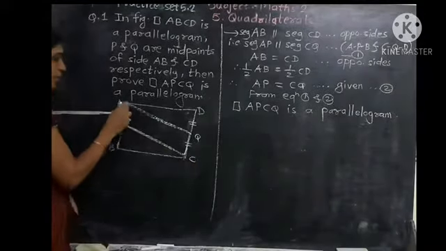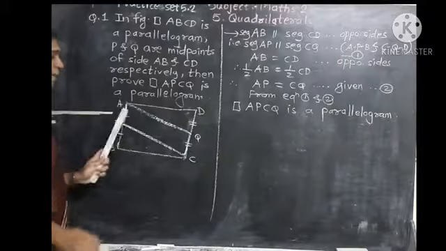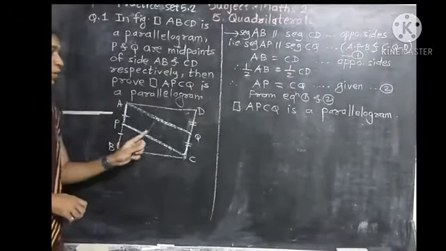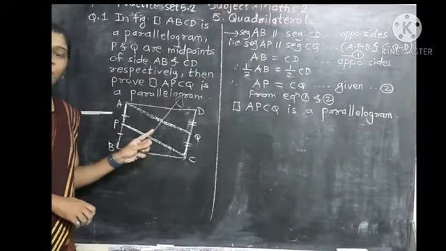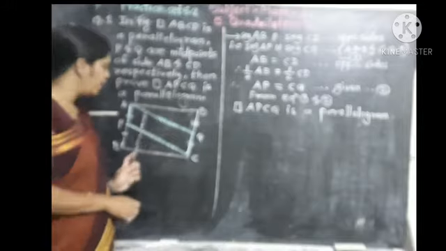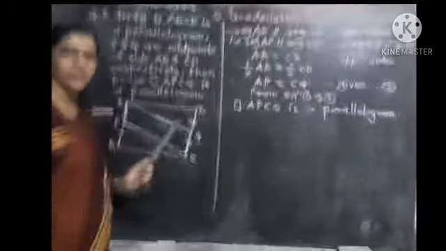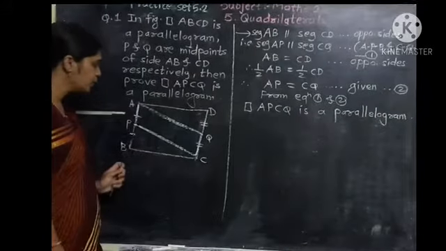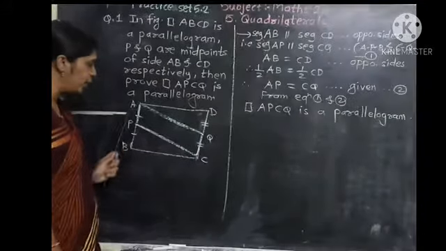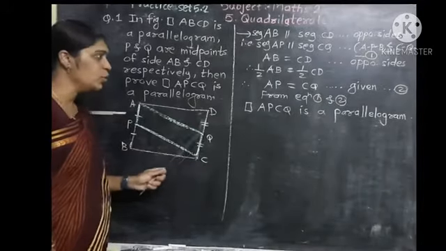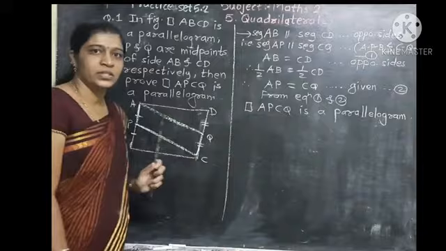We have to prove this APQC is a parallelogram. For proving a parallelogram, we know the properties of a parallelogram: opposite sides are parallel and opposite sides are congruent, then it is a parallelogram. So we have to prove AP is congruent to QC and AP is parallel to QC.